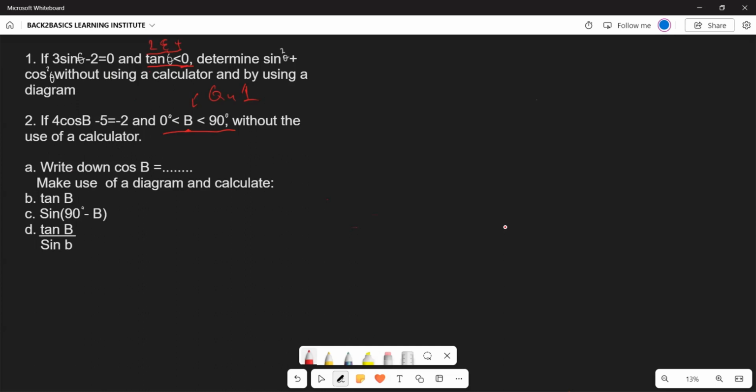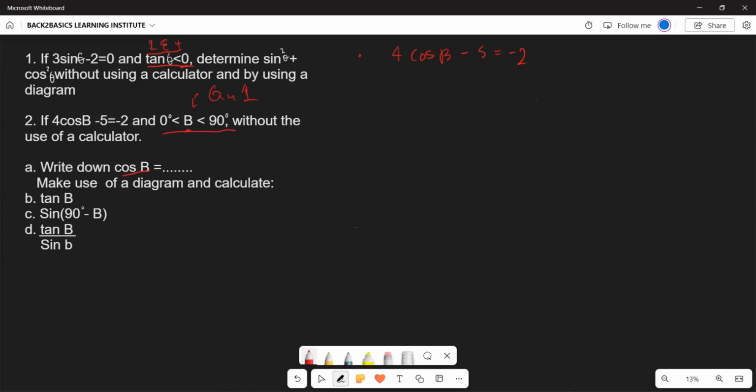Now look, the first question they say, write down what is your cos of B. This one follows the steps that we usually follow when we solve such questions, right? The first thing we need to do is isolate cos of B so that we can solve for it. So we say, you are given 4 cos of B subtract 5 is equal to negative 2.